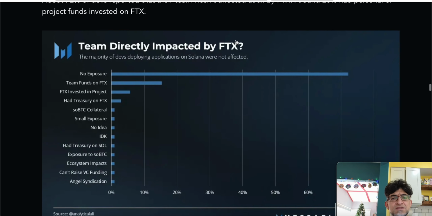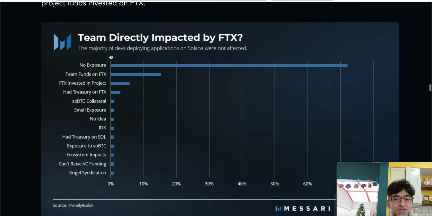What else? Teams directly impacted by FTX. This surprised me. This question was asking, like I just said, was there specific teams directly affected? And they said no exposure. I was shocked. I thought the exposure would have been much higher. So that's a good sign.